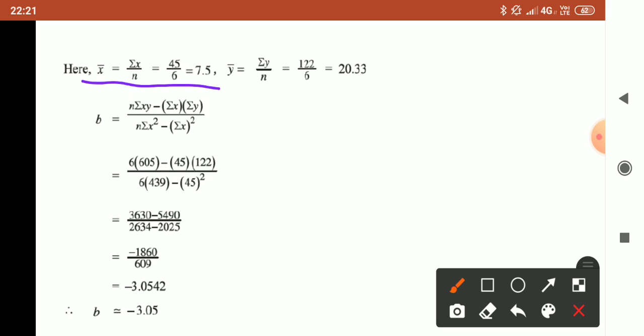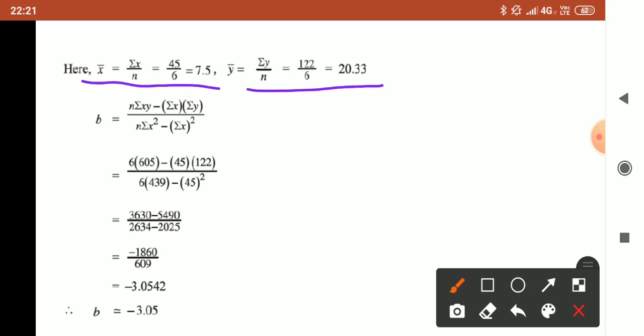Here your first step is to find x bar. So x bar equals 7.5. Your second step is to find y bar. Similarly, y bar equals 20.33, that is sigma y upon n. Sigma x is given as 45, sigma y is given as 122, and n is given as 6. So we will divide and we will get the values of x bar and y bar.